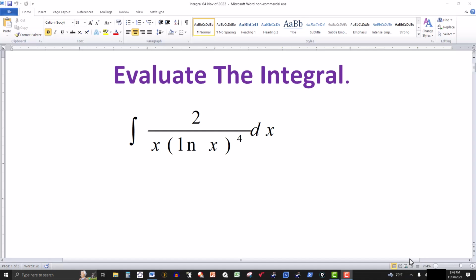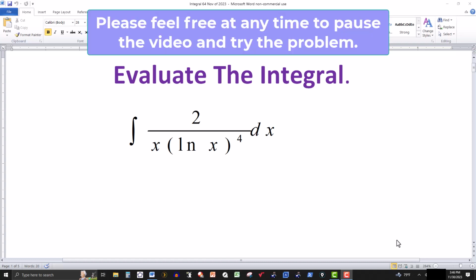In this video, we're going to evaluate the integral of 2 over the product of x and ln of x taken to the 4th power. And I'm going to use a u-substitution. I'll let u equal ln of x.